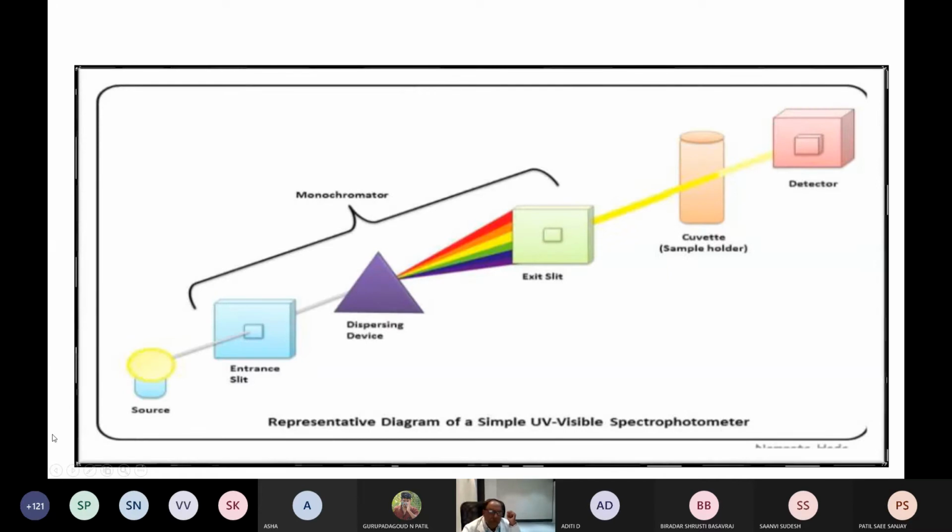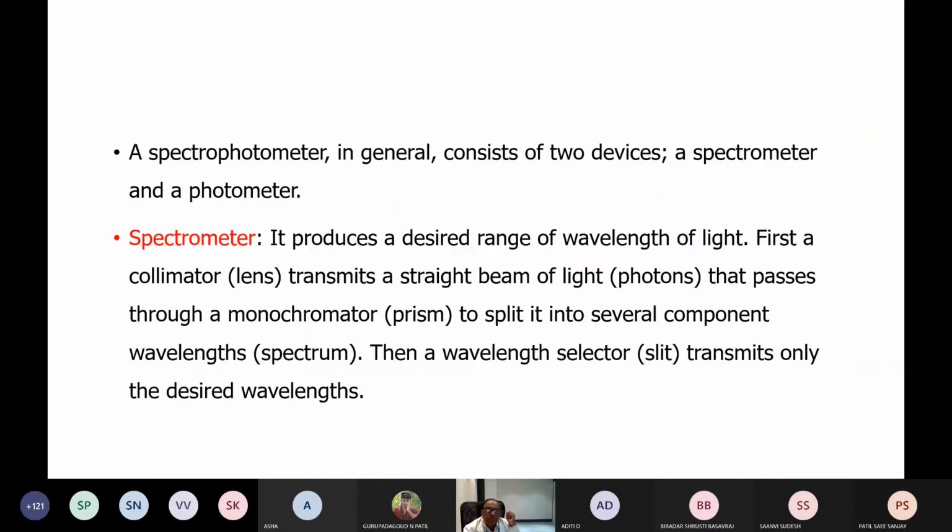It is the same thing here. I just got another photo, that's why I am displaying it. The spectrophotometer is the same. Whatever I said while showing the picture is written there.